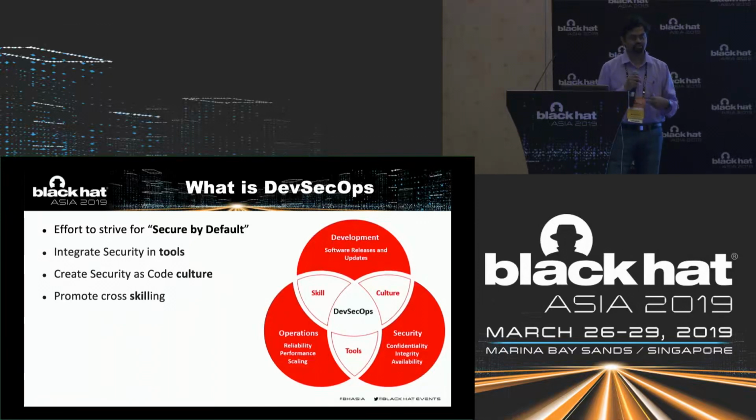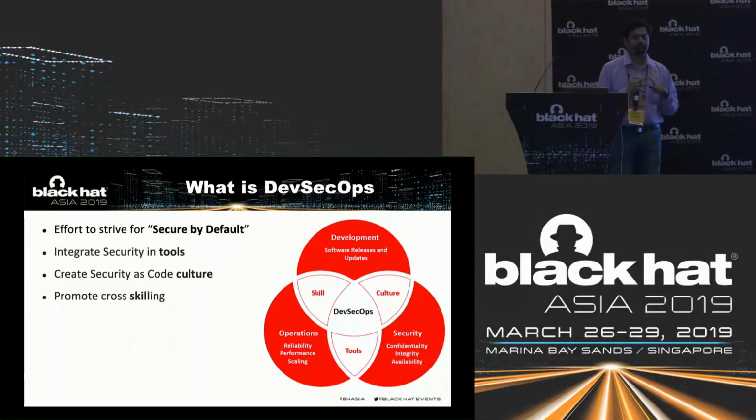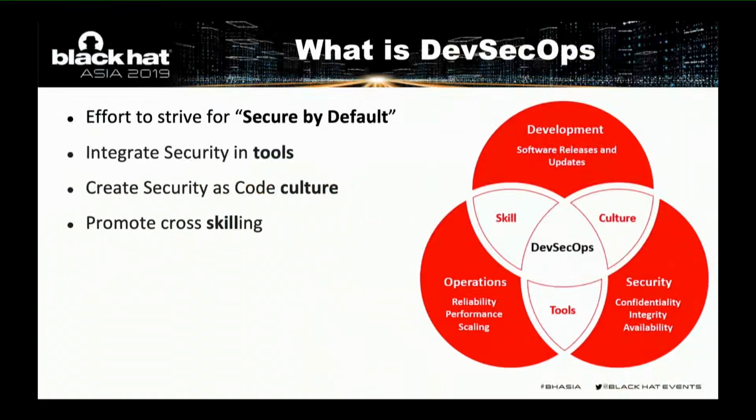This is one keyword which is thrown around a lot. If you try to get to the core of it, it is basically an effort to be secure by default. How do you achieve that state? You achieve that by integrating security in your tool chain, by creating a security as code culture in your organization, and by promoting cross-skilling of resources. So if your dev knows ops, you get DevOps. But if your DevOps person also knows security, you get DevSecOps.